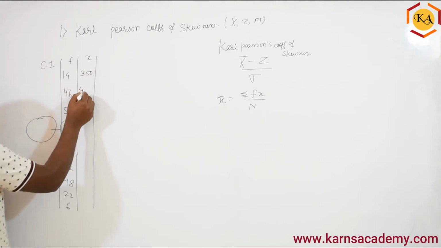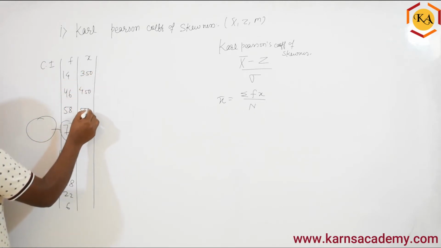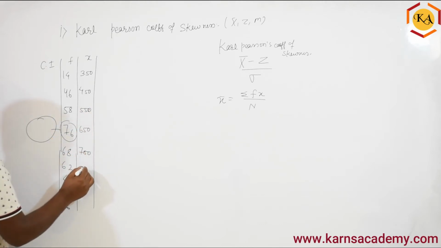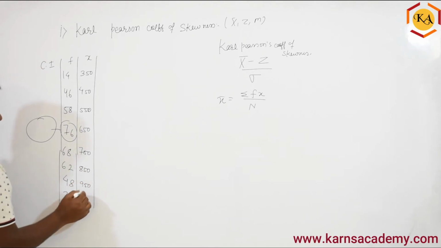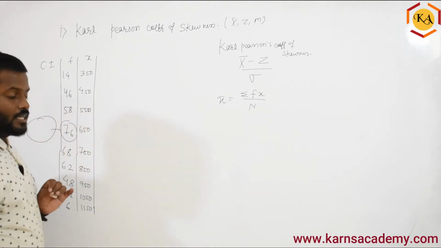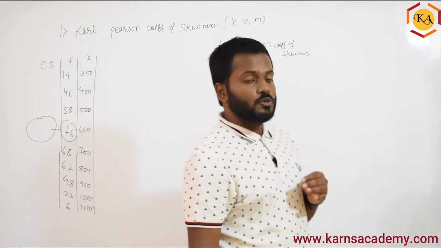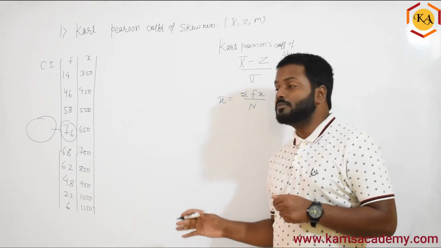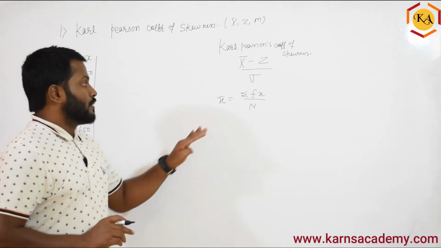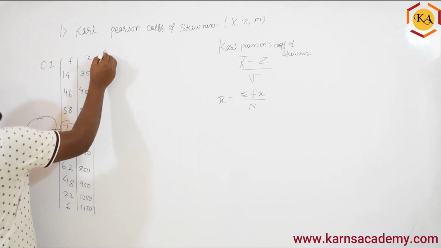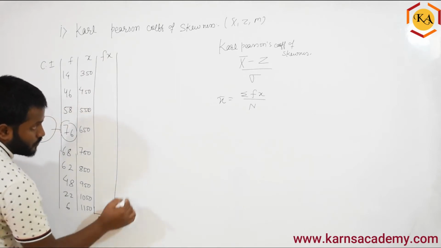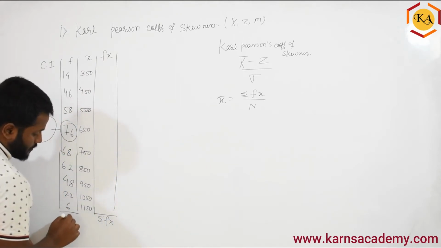350, 450, 550, 650, 750, 850, 950, 1050, 1150. Right? If somebody feels this number is very big, and you want to use the shortcut method, you are always welcome. You can use the shortcut method anytime. I don't have any problem with it. Mean done. Then you can multiply f into x, find out the total, and you are going to find out the mean.